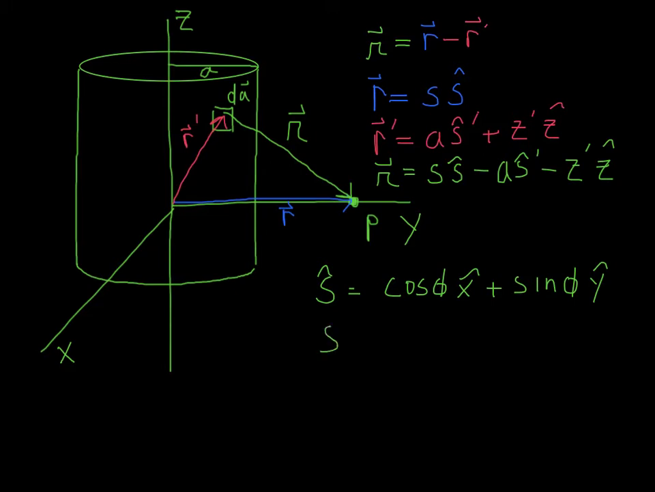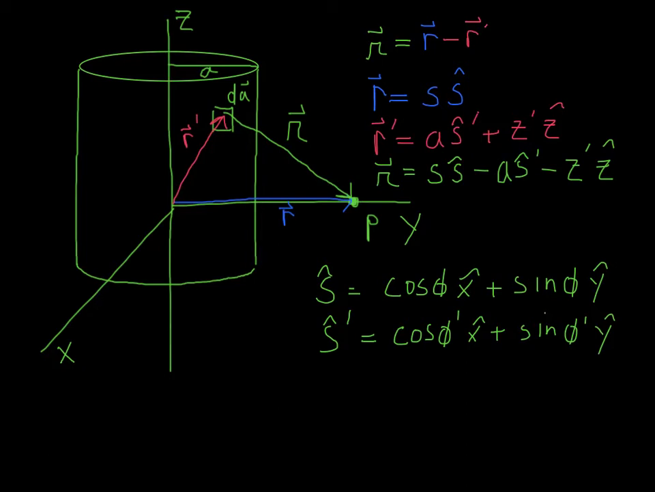S prime hat, guess what? It's going to be cos phi prime x hat plus sine phi prime y hat. Great. So now let's convert everything into Cartesian components, and this is really to get the magnitude. We can leave everything in Cartesian from here out. You'll see in this problem it actually makes sense to convert back into the S hat direction, just because we don't integrate over it.